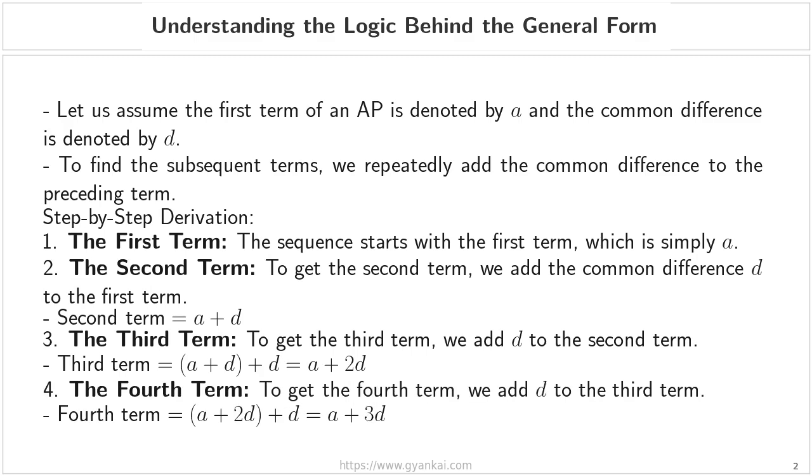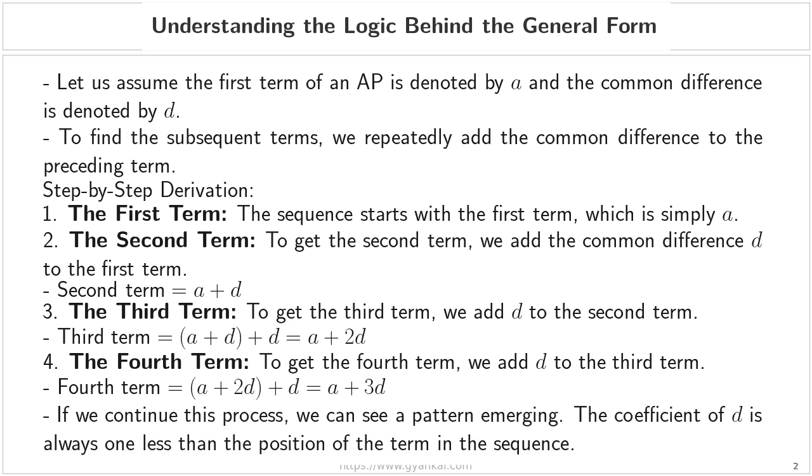Now let's find the fourth term. We take the third term, a plus 2d, and add d again. This gives us a plus 3d. If you look closely at these steps, a very important pattern is emerging. Notice the number in front of the d, the coefficient. In the second term, it's 1, in the third term, it's 2, and in the fourth term, it's 3. You'll see that this coefficient is always exactly one less than the position of the term in the sequence. Keep this pattern in mind, because in the next slide, we will use this logic to write out the complete general algebraic representation.